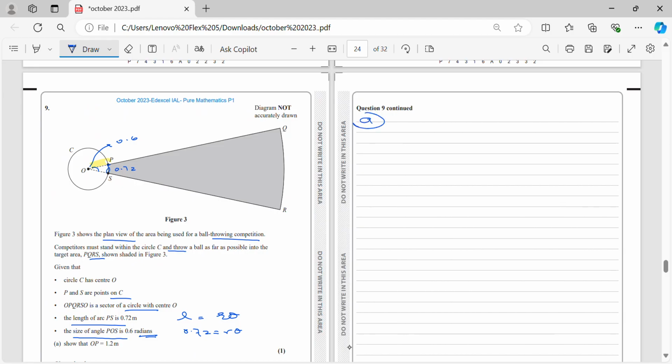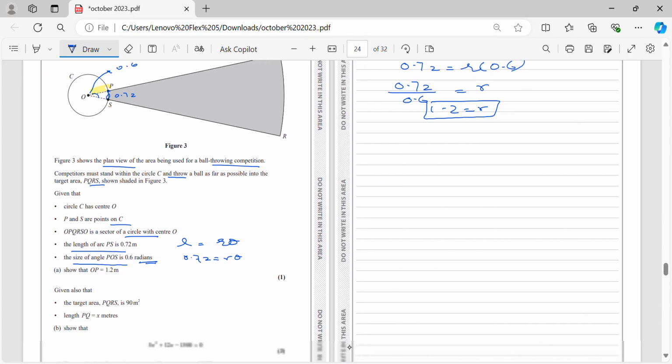So part A is, show that OP is 1.2. So let's start with the arc length. Arc length L equals r theta in radians. L is 0.72. r I don't know. Theta is 0.6. So 0.72 divided by 0.6 is the radius, and that is 1.2. So radius here is 1.2.